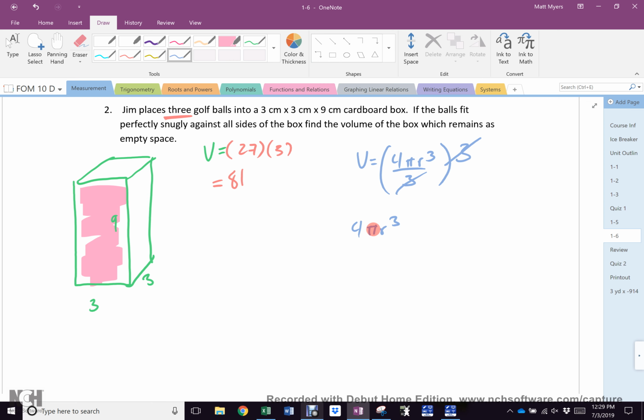If I had said 3 spheres are placed inside a rectangular prism, would you give me a real life answer or would you give me the pi answer? You give me the pi answer. But since it's real life, you're going to give me a real life answer. So what do I got to do here? How do I figure this out? What's my R? That's the tricky one. Look at the question. Tell me what you think R is.